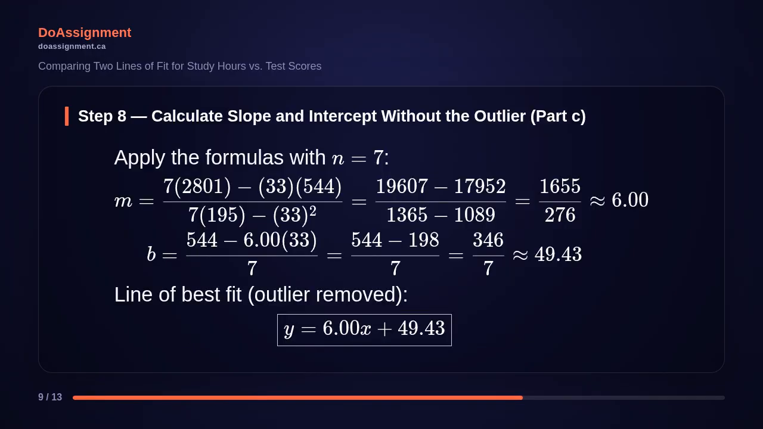Using n equals 7 in the slope formula, 7 times 2801 minus 33 times 544 in the numerator, and 7 times 195 minus 33 squared in the denominator. That gives 655 over 276, which is approximately 6.00. For the intercept, 544 minus 6 times 33 divided by 7 equals 346 over 7, approximately 49.43. The refined line of best fit is y equals 6.0x plus 49.43.